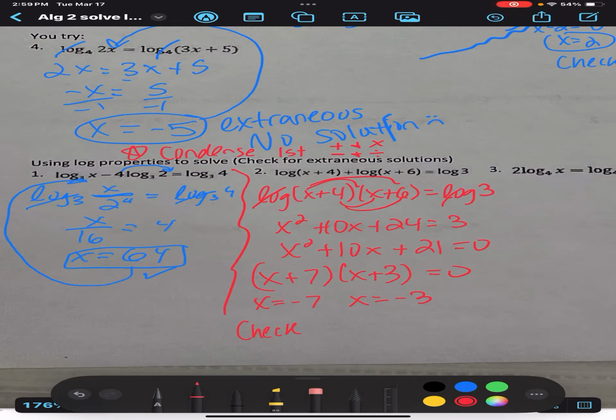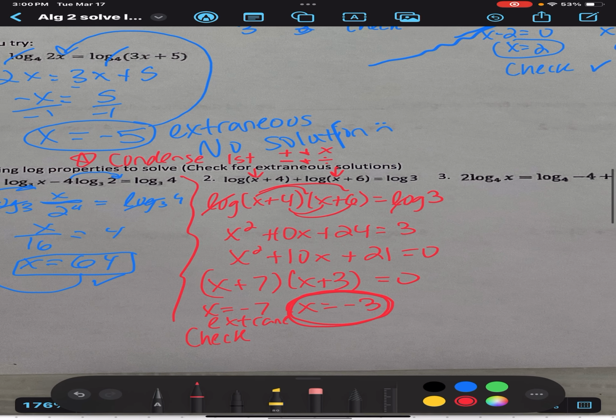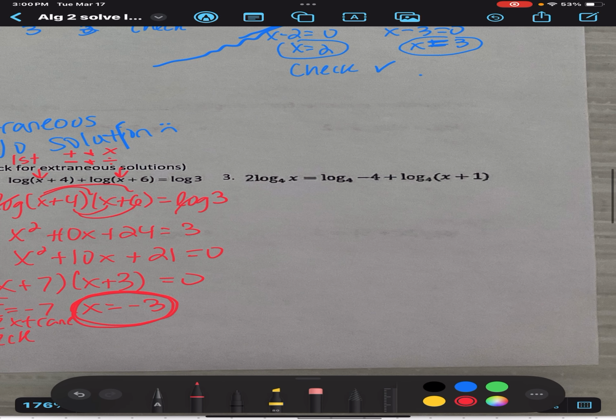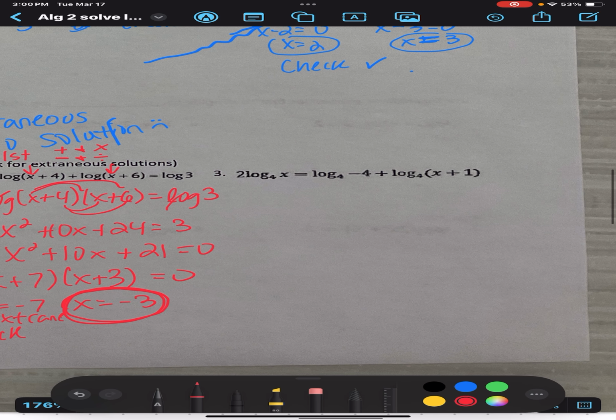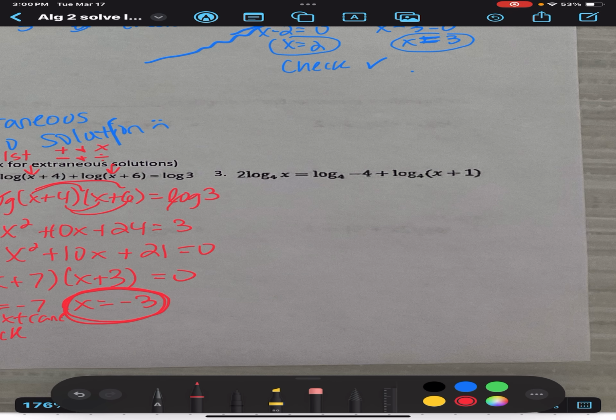Extraneous. If you plug negative 7 into either one, oh no, biscuits and gravy, that will give you a negative. She's extraneous. But what about negative 3? Oh, she's just fine and dandy. So this and this alone is my only solution. And if you forget to check, yes, you will lose points, and I cry. All right.